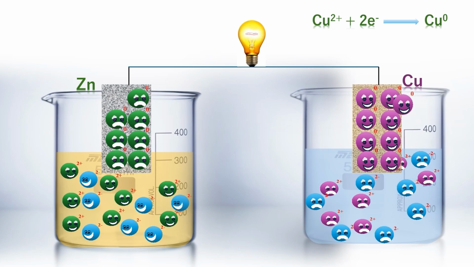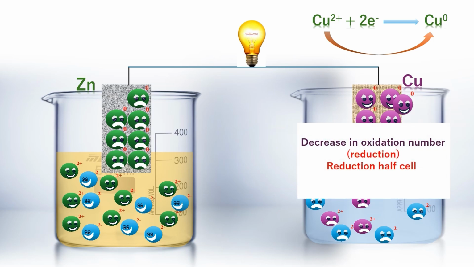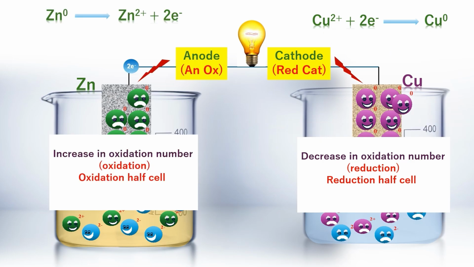In this case, the oxidation number of copper reduces from +2 to 0. This decrease in oxidation number is called reduction, and the half cell is known as the reduction half cell. The electrode at which reduction takes place is called the cathode, and can be remembered with the code RED CAT, that is, reduction at cathode. So, we have two half cells and two electrodes.